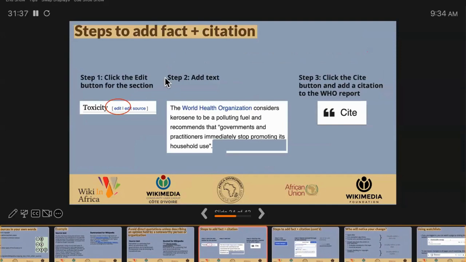Okay. So the steps, if you've gone through any of our basic editing tutorials, you know, every section is going to have an edit button. You can click that edit button, add the text, and click the cite button to add a citation to the report. Did anyone have a question?